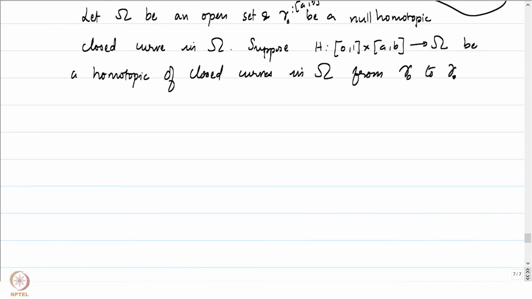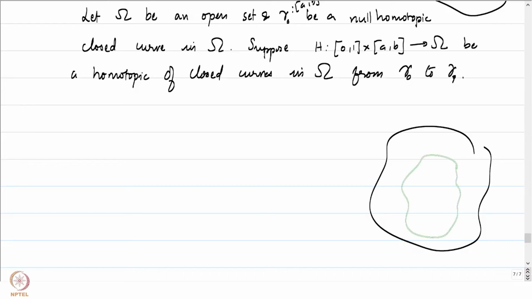So, we now have two pictures, two curves here. Gamma 0 is something like this, and gamma 1 is something like this. Suppose we have a homotopy in this manner. Let us say that along these lines is how the homotopy goes. Of course, there are no holomorphic functions yet involved in this story.